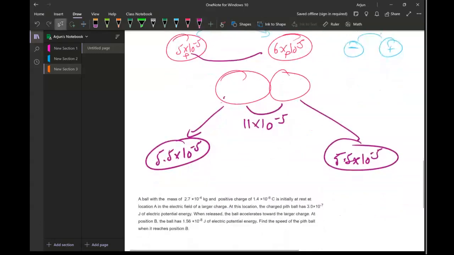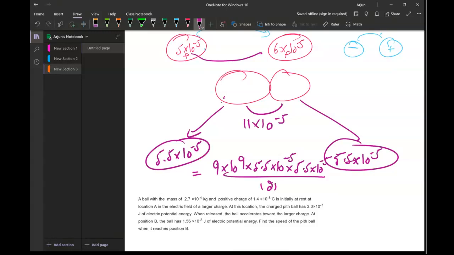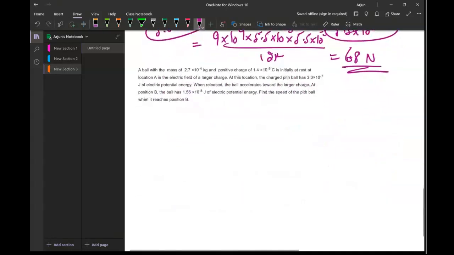Okay. And then now I'm going to simplify the value. Force value is 9 times 10 raised to the power 9 multiplied by 5.5 times 10 to the negative 5, times 5.5 times 10 to the negative 5, divided by 2 squared, which is 6.8 newtons. That's how we're going to get the answer for this one.